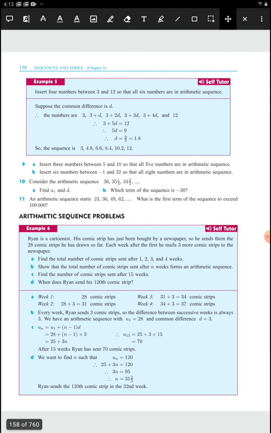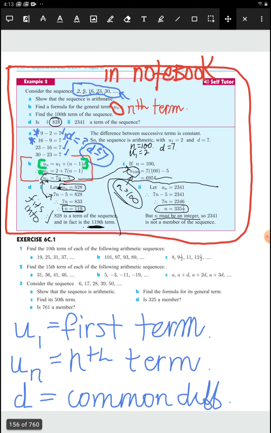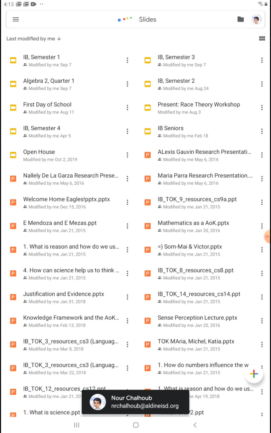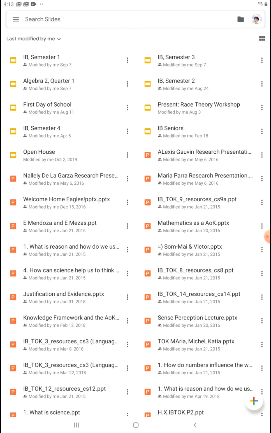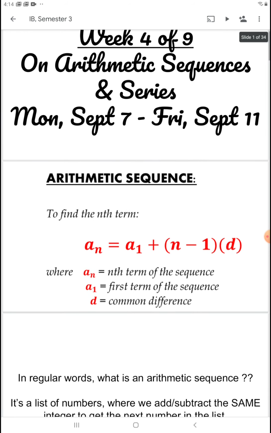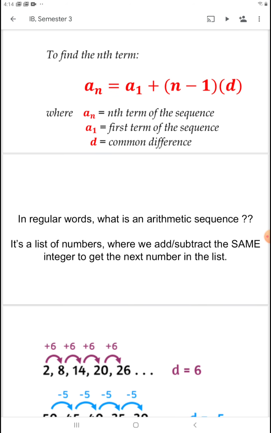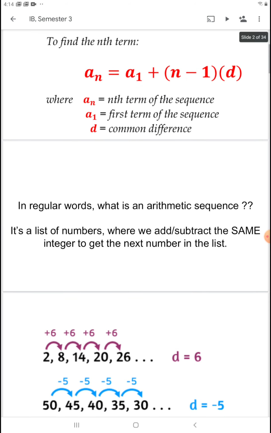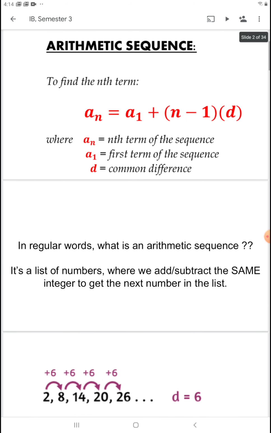Example 3, nah. Okay, so now let's go to my slides. Let's see if I skipped anything that I want you guys to do. Okay, so you know that. If you see something you like, go ahead and pause it. Ooh, I should have done this first. Next time I'll do this first.